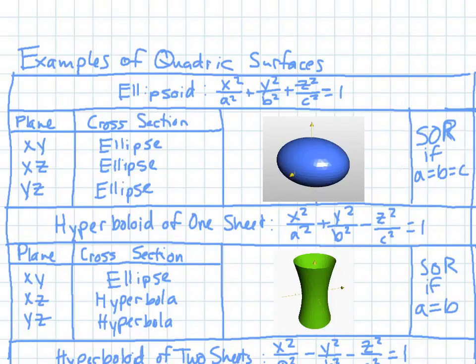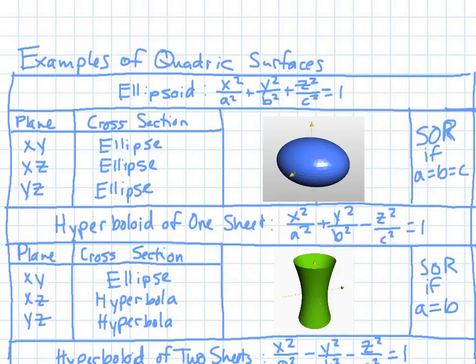Okay, now here are some examples of our quadric surfaces. The first one we've graphed before, it's called an ellipsoid. That means all the cross-sections for the xy plane, the xz plane, and the yz plane are all ellipses. So it's ellipses all the way around. Now on the right here I put SOR, for surface of revolution. I put down when it would end up being a surface of revolution.